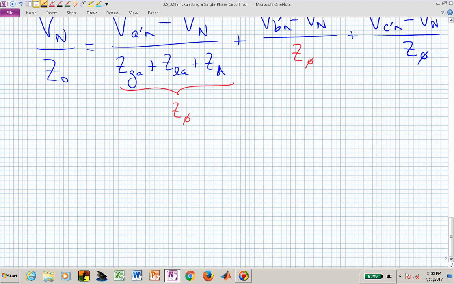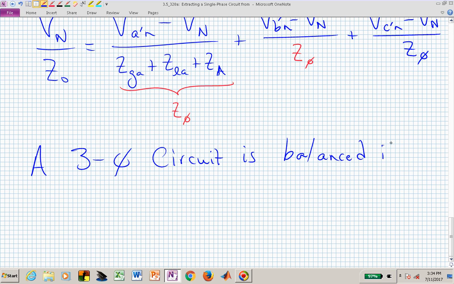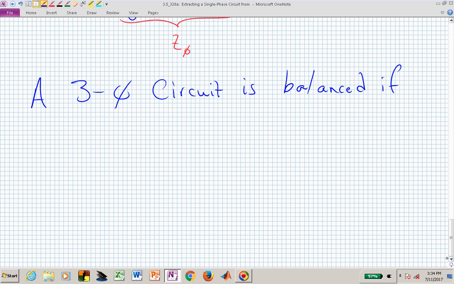We said one of the key words in this entire process of going from three-phase to single-phase equivalent was that our three-phase system was balanced. And what do we mean by that? Let's now just define some of the conditions that are valid when we have a balanced three-phase circuit. A three-phase circuit is balanced if we have the following conditions that are true.